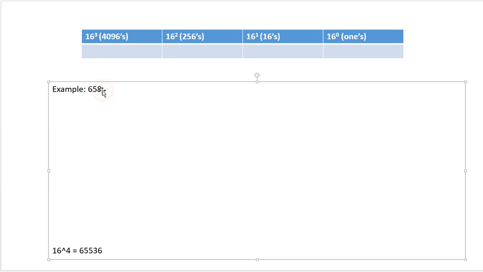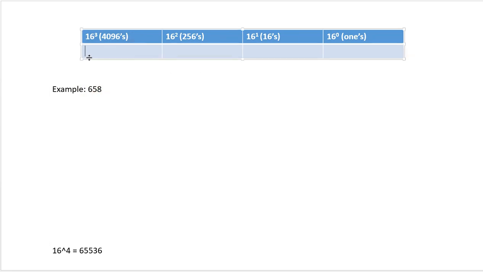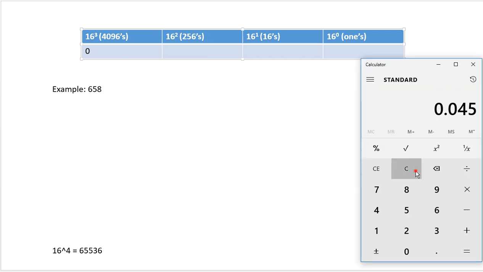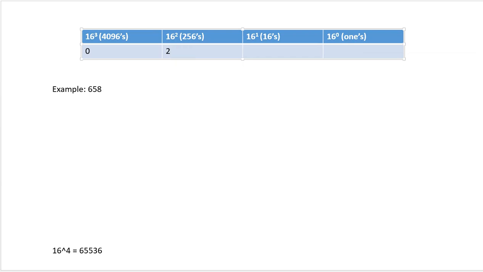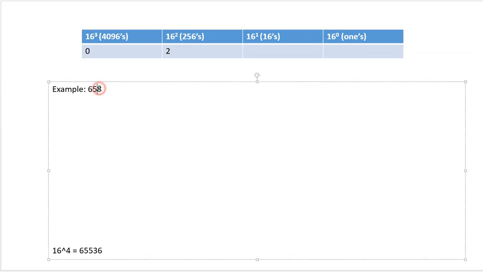So we want to represent 658 in hex. How many 4096s go into it? None at all. How many 256s? Well, I know for a fact that 2 times 256 is 512. So if we take 658 and divide it by 256, it's going to come out with 2 point something, 2.57. We don't really care about this remainder here. We're always going to just knock off the decimal as if it isn't there, so we're going to place in the number 2.